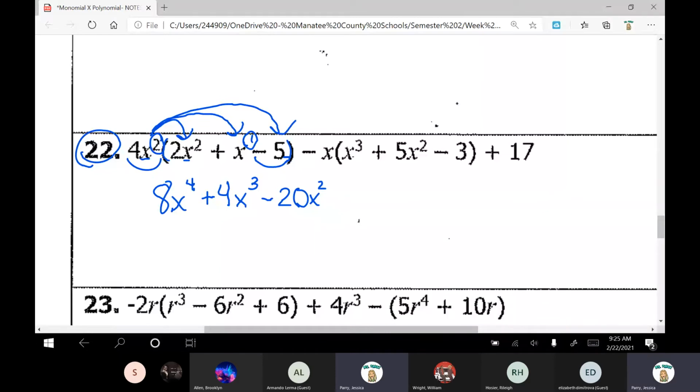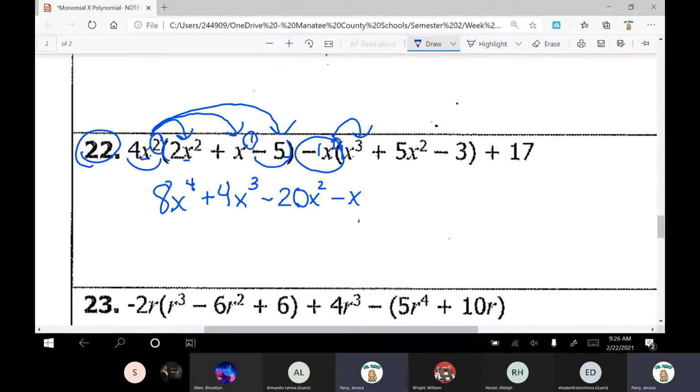Okay, so the first set of distributions done. Let's focus on our negative x and distribute here. Okay, only to the stuff inside the parentheses. So next we have a negative x times x to the power of 3. Negative invisible 1 times invisible positive 1. Negative times positive is negative. 1 times 1 is 1. But remember, the 1 is invisible, so I'm not going to write down the 1. It is invisible. We know it's there. Now we've got our variable x.